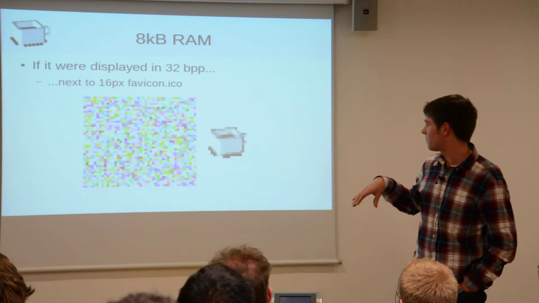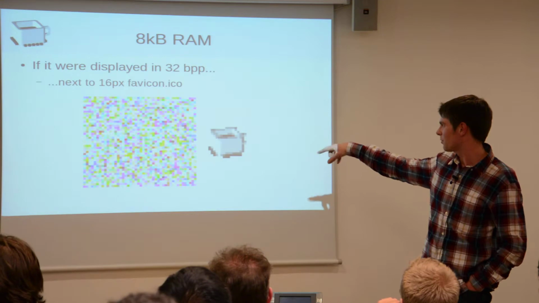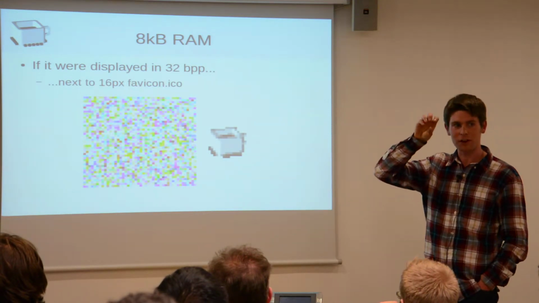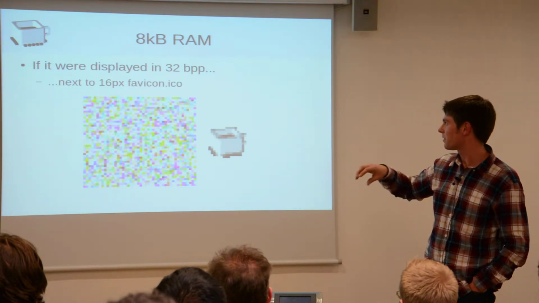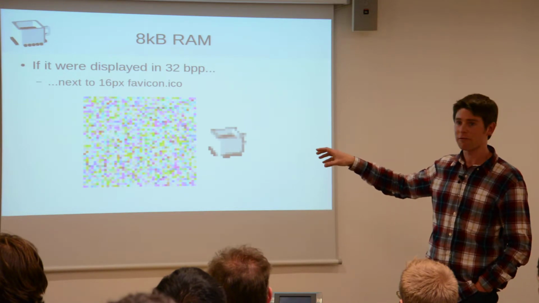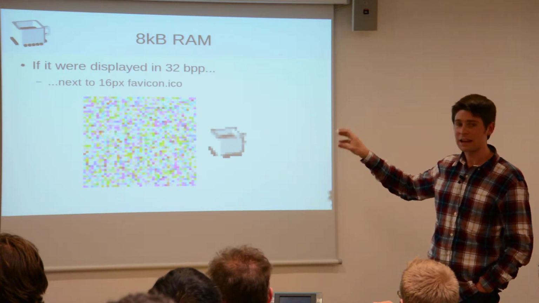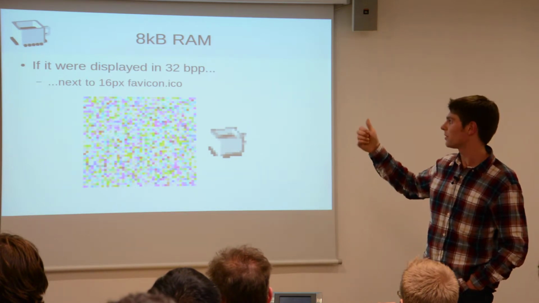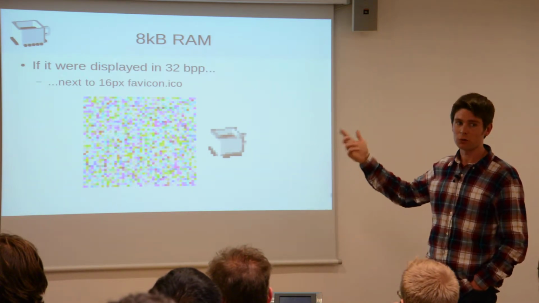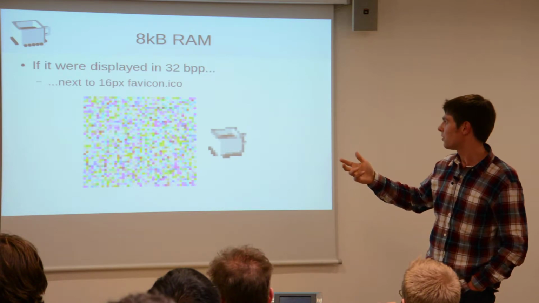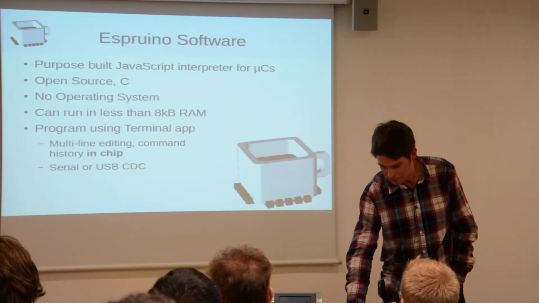And just to bring this home, this is the little favourite icon from the very top of the title bar of the Espruino website. If you're running in 8K of RAM, this is in 32 bits per pixel what it will look like. In that, you've got to get your stack, all the code you're executing and all the variables it's using. So it's a bit of a squeeze.